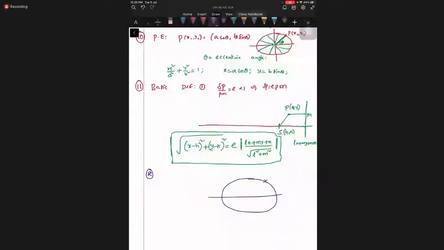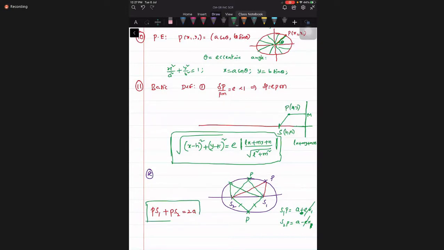Another definition over here. This point is always moving such that PS1 plus PS2 equals a constant length. Using the distance formula, we just wrote a plus ex1 and a minus ex1, correct? If I add both, it is 2a. The point is moving so that the sum of these two distances is fixed, not the individual distances. So that is another definition: PS1 plus PS2 equal to 2a.